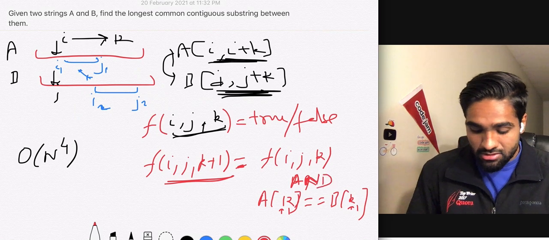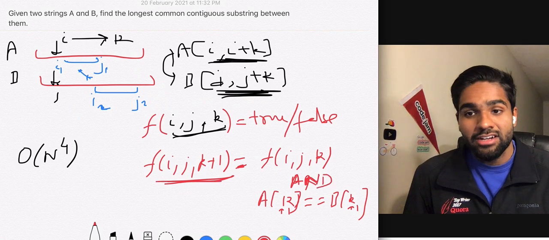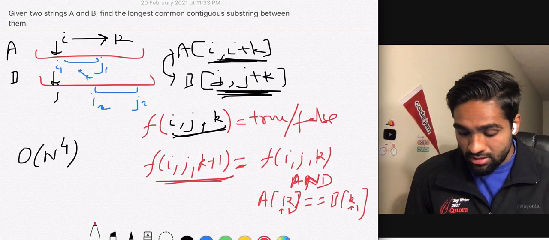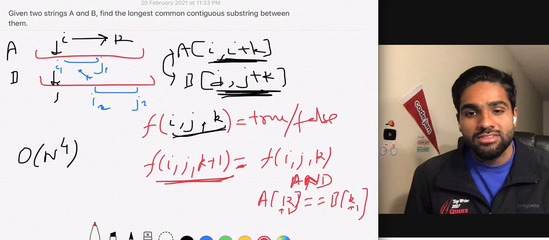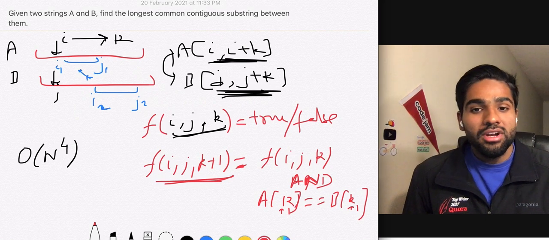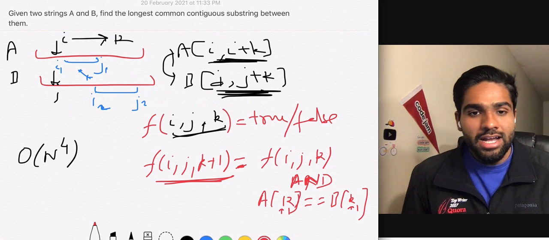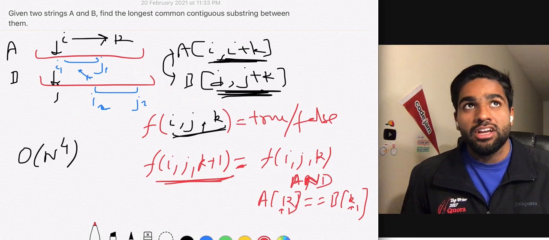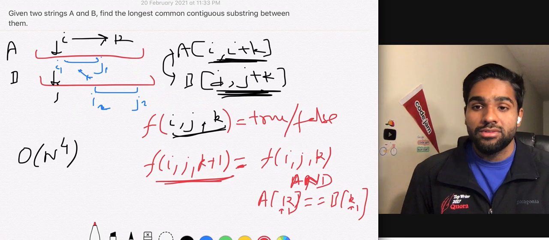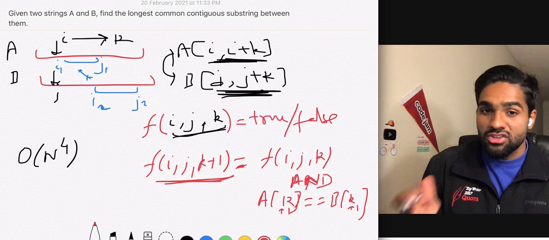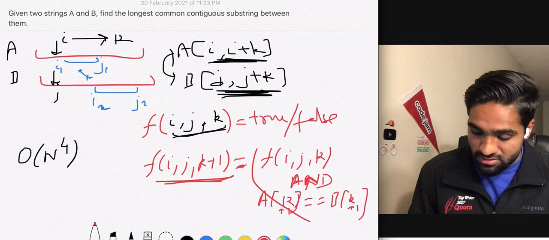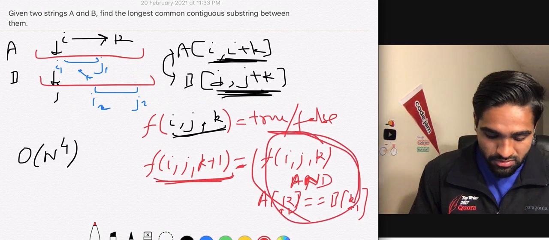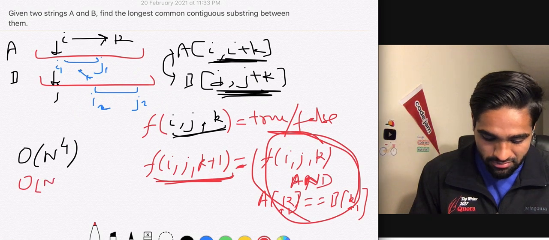Yeah, this is true only if the first k characters match and the k plus 1th character is also the same. So this is a simple recursive function, and the time complexity of this would be, as we know for dynamic programming solutions, the number of different states multiplied by the cost of the transition. Here, the transition is constant time, and the total number of states is basically n cubed. So that brings it down to order of n cubed.